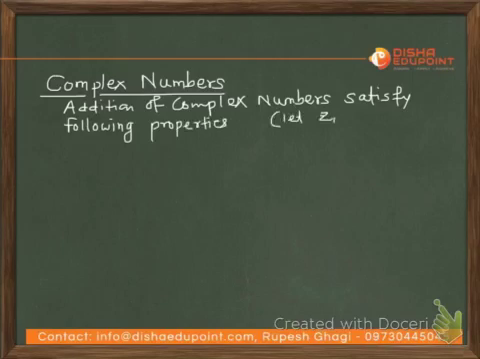The first property is the closure law. So before we start with that, let's consider z1, z2, z3 to be some complex numbers. Now we will try to understand the properties one by one. The first property is the closure law.